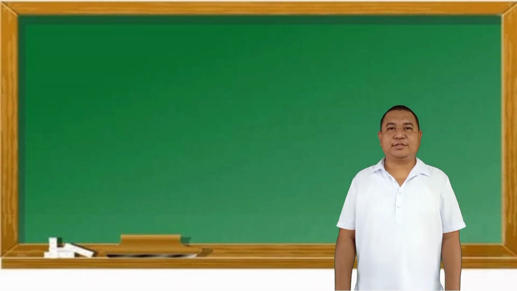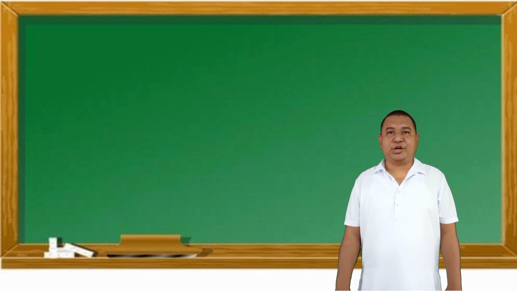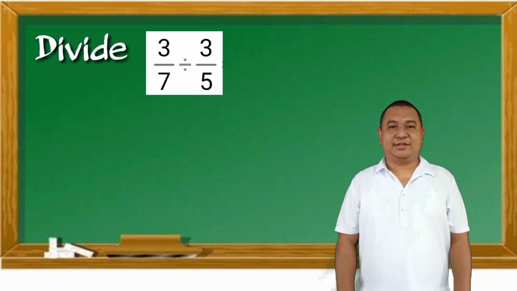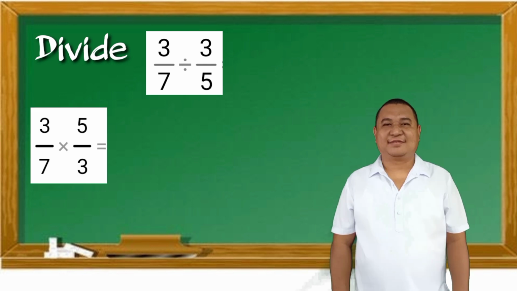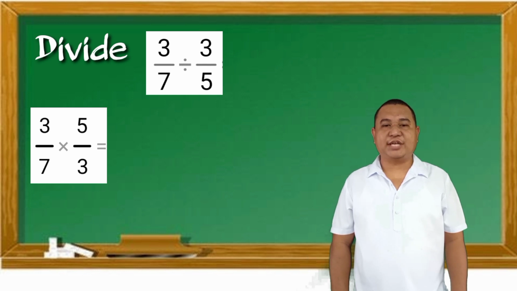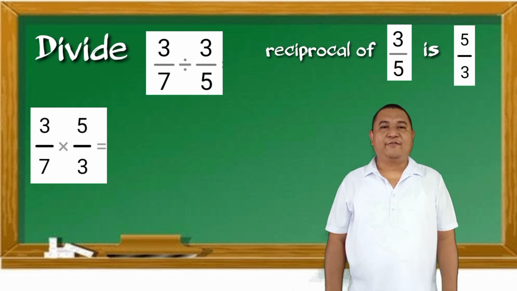The process that we used a while ago is called reciprocals. Let's take this example to further show the process of dividing fractions through reciprocals. Divide 3/7 and 3/5. First, copy the dividend 3/7. Change the division sign to multiplication sign. Then change the divisor 3/5 with its reciprocal, 5/3.